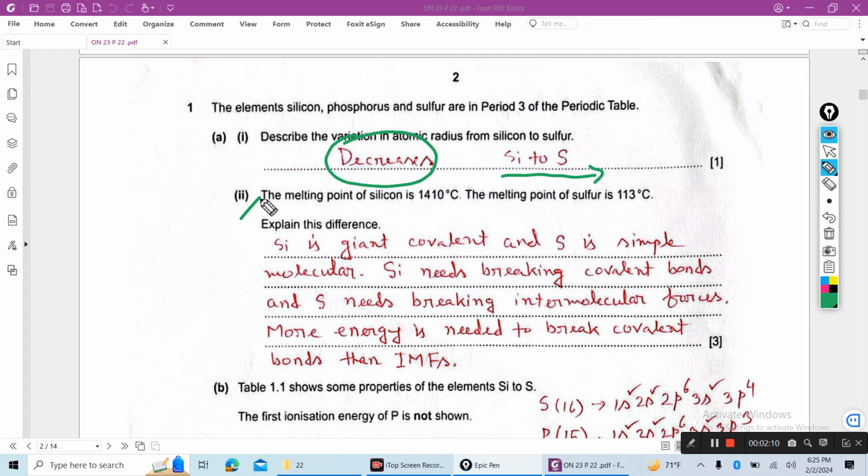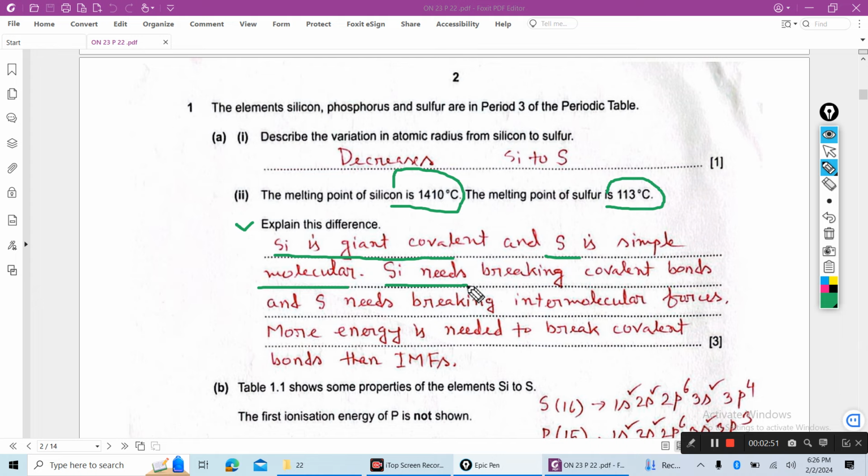Next, the melting point of silicon is 1410 degrees centigrade. The melting point of sulfur is 113. This means silicon has a high melting point and sulfur has a very low melting point. The question is asking you to explain these differences. Silicon is a giant covalent and sulfur is a simple molecular.